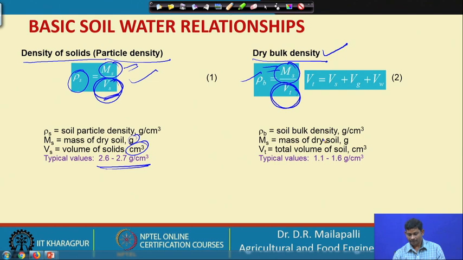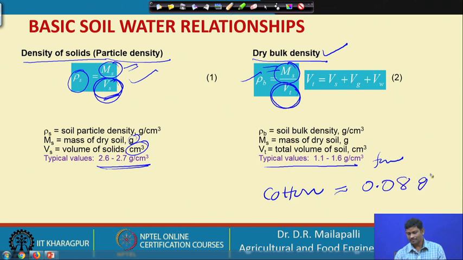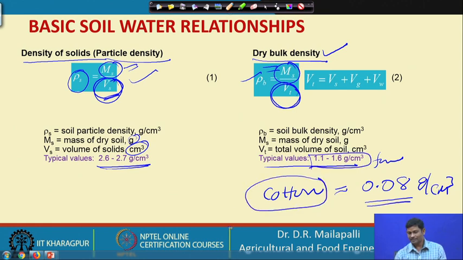Typically the values are 1.1 to 1.6 gram per centimeter cube for soils, whereas if you see cotton, it will be around 0.08 gram per centimeter cube. See how, because cotton is very light compared to soil.